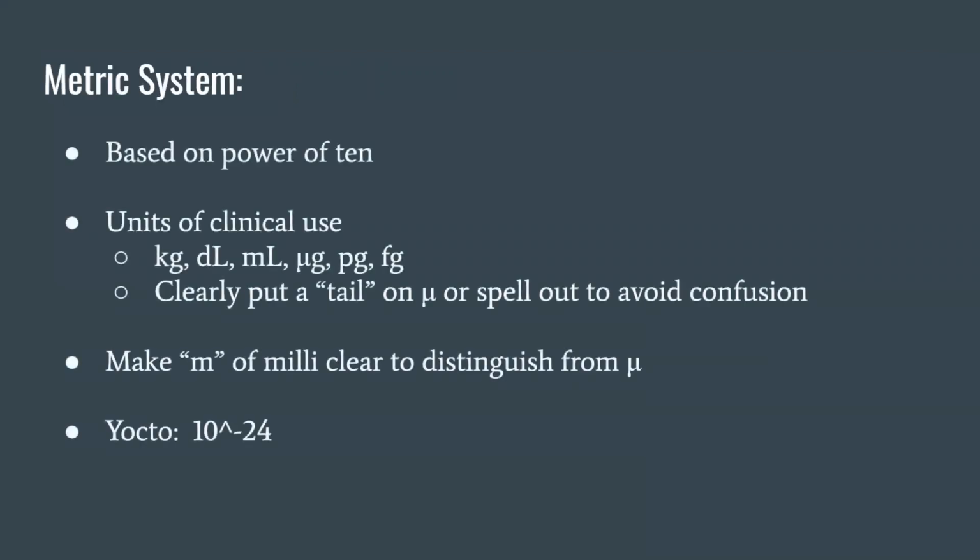The metric system is based on a power of 10, and there are the units for clinical use: kilogram, deciliter, milligram, microgram, picogram, femtogram, or femtoliter. With these units, you want to clearly mark the tail on the microliter to avoid any confusion, and make sure that the M of the milliliter is clear to distinguish from the micro. Of course, Yocto is 10 to the negative 24.